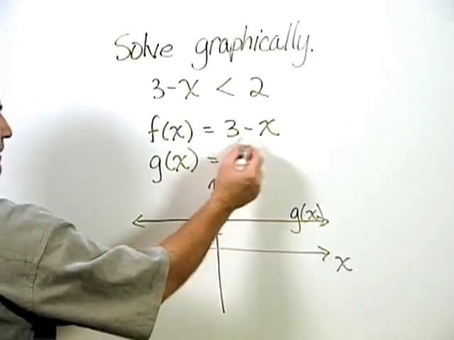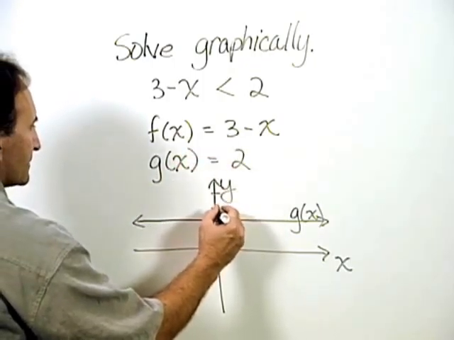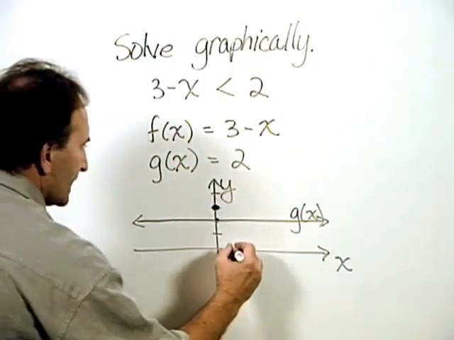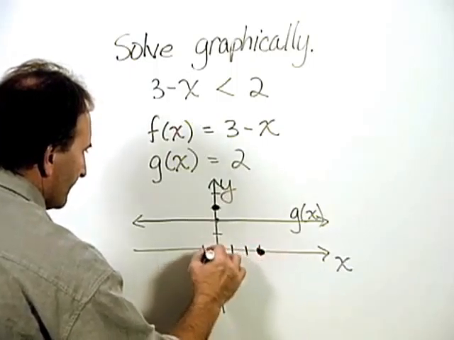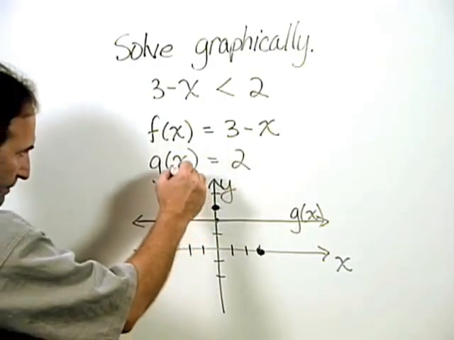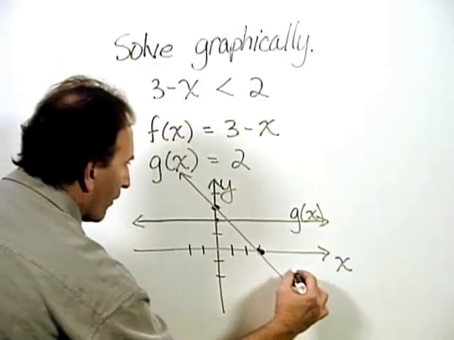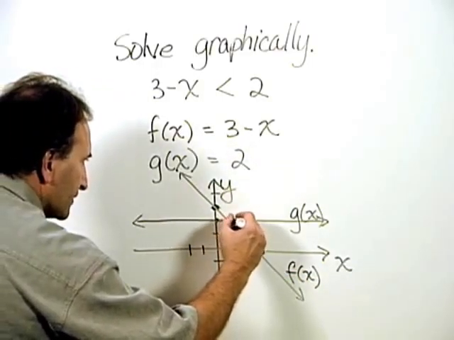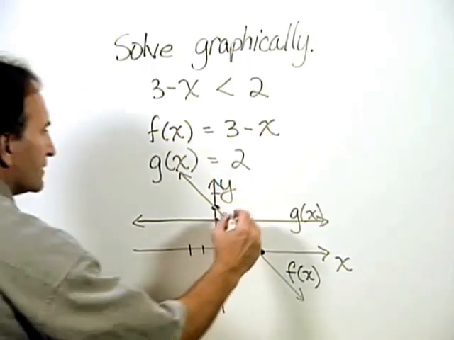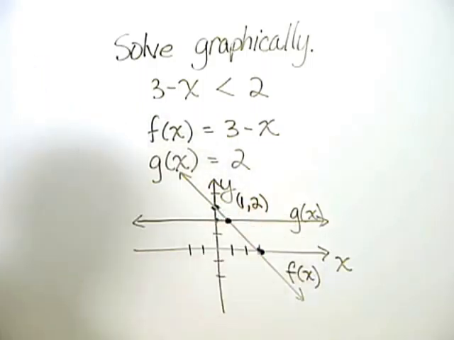F of x is a linear function. It has a y-intercept of 3. It has an x-intercept of 3. And so it would be this graph here for f of x. You'll see that they intersect at the point 1, 2, right here.